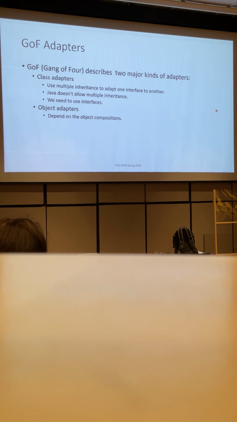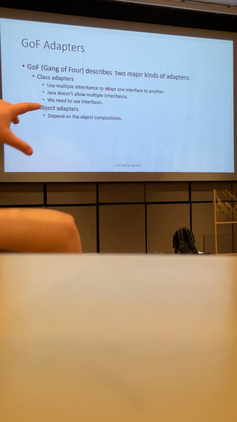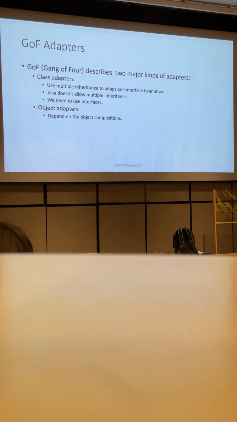Right, so they are different in that class adapters use multiple inheritance to adapt one interface to another. This multiple inheritance immediately tells you that's not something we can do in Java, so we need to use interfaces. The original Design Patterns examples are in C++, not in Java. And then we can have object adapters that depend on object composition.